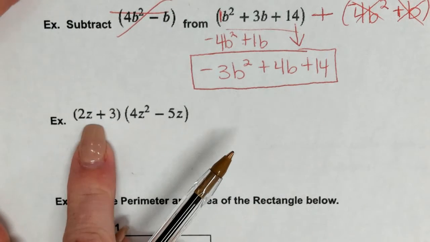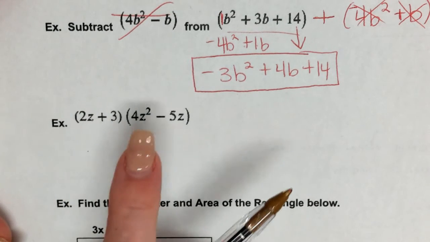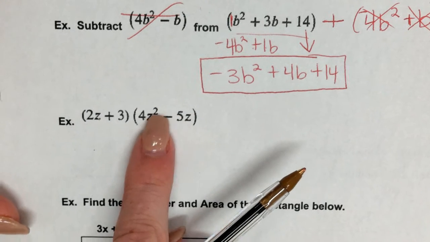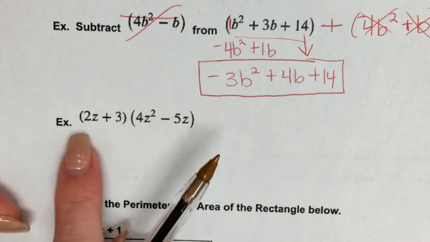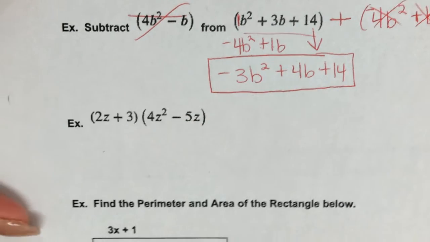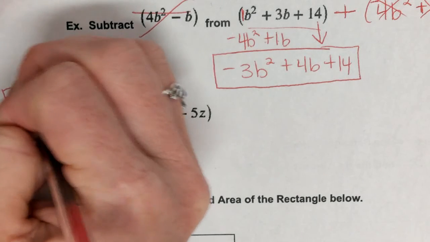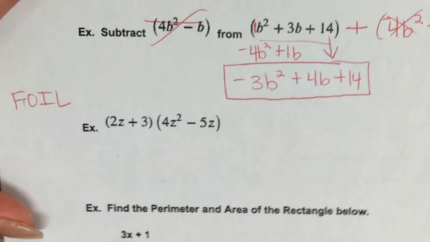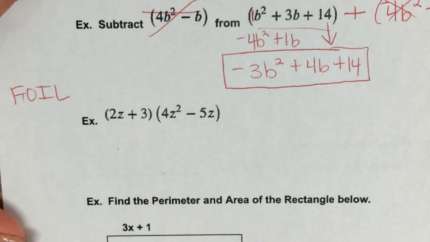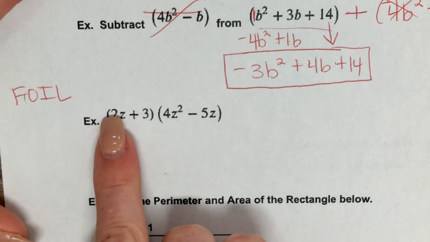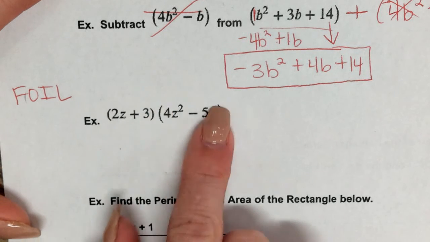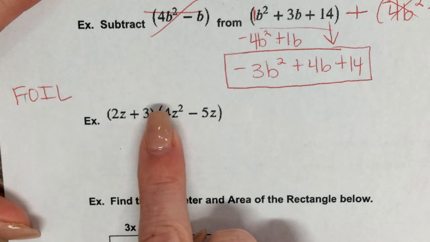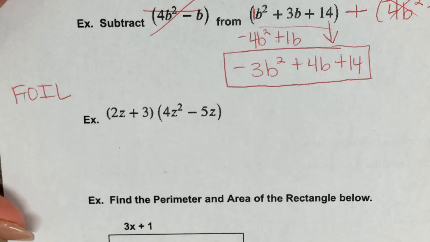This is a binomial times a binomial. What do you do when you're multiplying binomials? FOIL. And we learned this on our warm-ups. First, outer, inner, last. You basically just take this term and multiply it by everything in there, and then take this term and multiply it by everything in there.